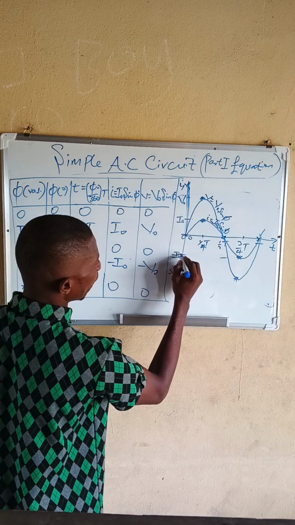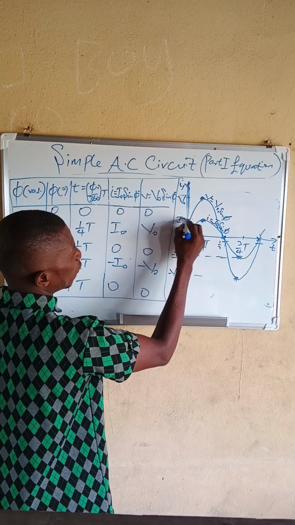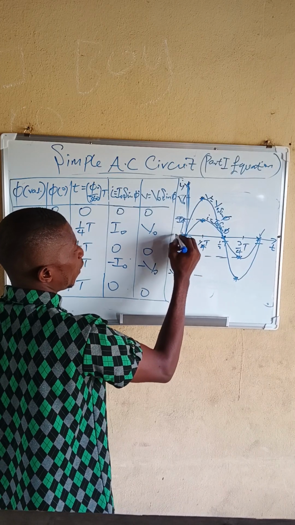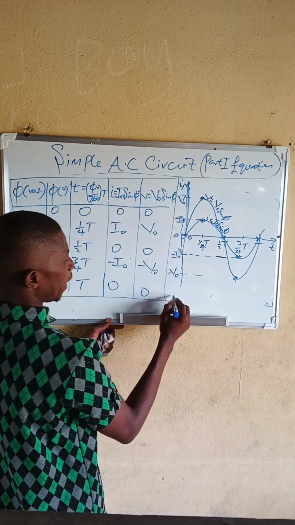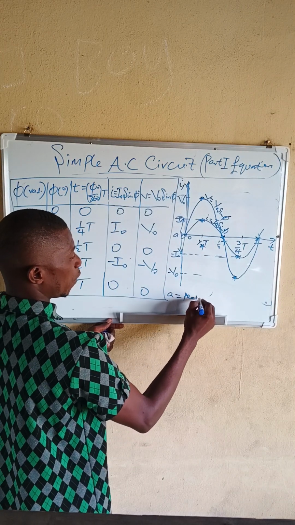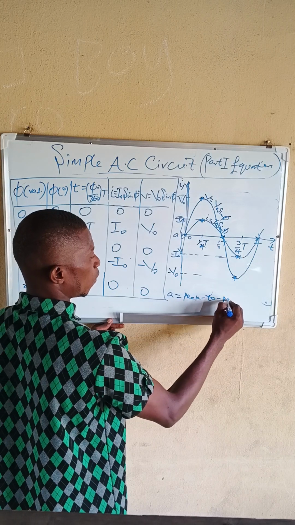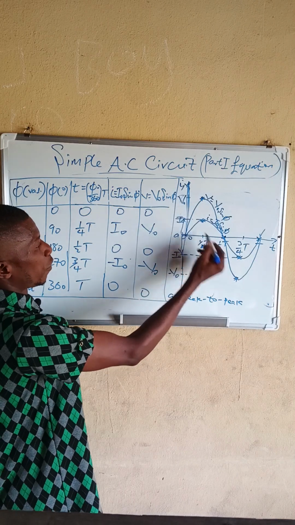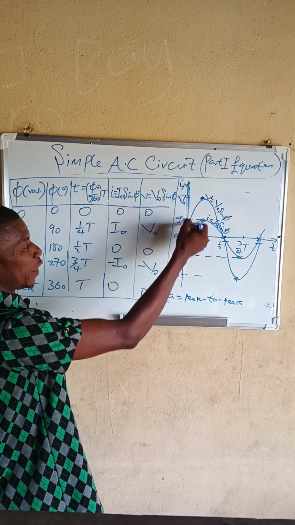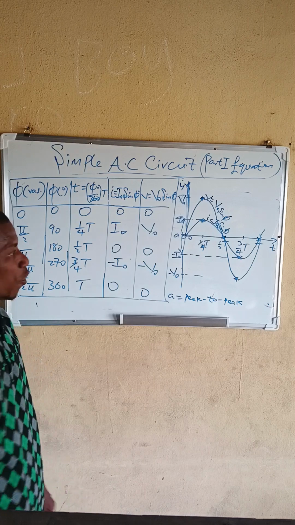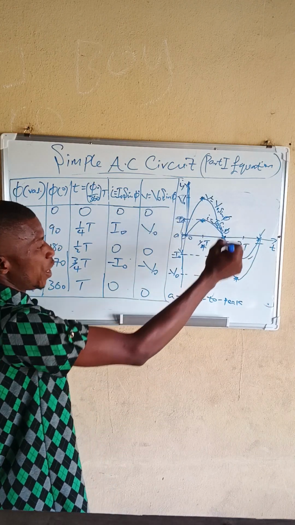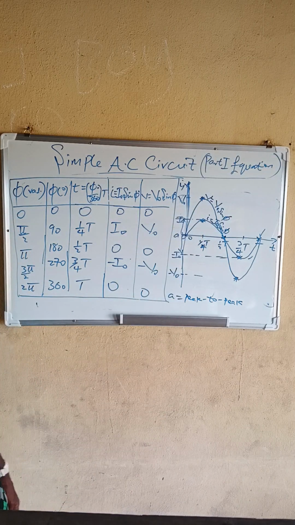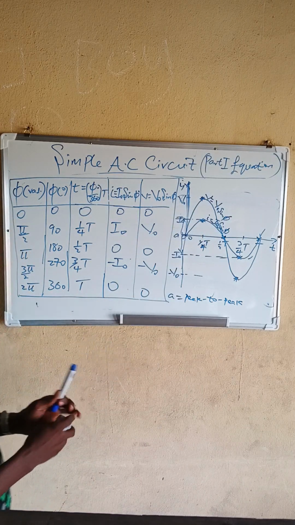But the distance from here, if you trace like this and trace like this, we have something like this. The interval, I can call it A. This A now is called peak, from this place to this place. The interval there is called peak to peak current, because you are dealing with current. If it is from here to this place, you call it peak to peak voltage. So this is how this one is being done.